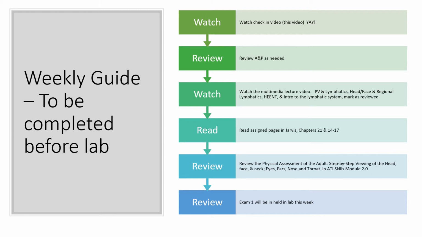So the weekly guide, and this is to be completed before lab, so before your exam, is to watch this video, so we're already doing that. Review the A&P as needed. We want you to watch the multimedia lecture videos, PV and lymphatics, head, face, and regional lymphatics, HEENT, and the intro to the lymphatic system, and mark them as reviewed. You have assigned pages to read in Jarvis, chapters 21 and 14 through 17. And also, we want you to review the video on the physical assessment of the adult.